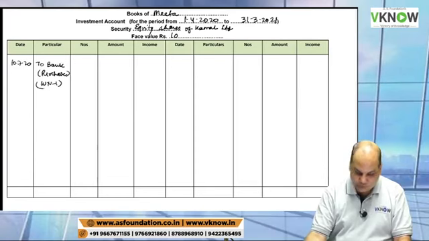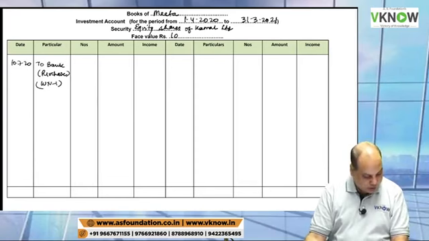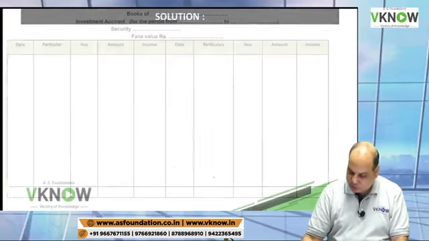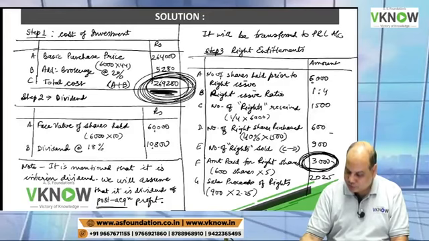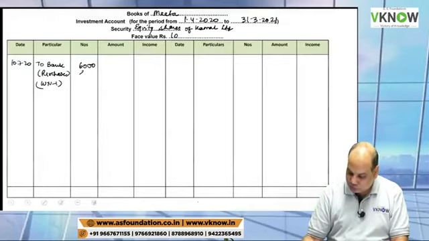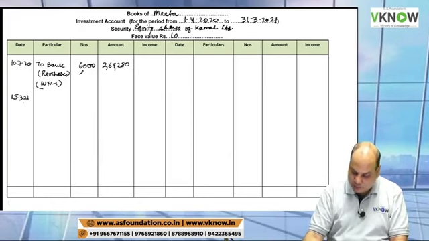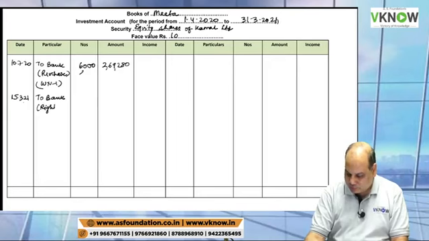Working note 1. How many shares have you purchased? 6000. And the amount is, let me check, 269,280. Then 15th March 21, last point in the table, right shares purchased, to bank. How many right shares were purchased? 600 right shares at 3000 rupees.